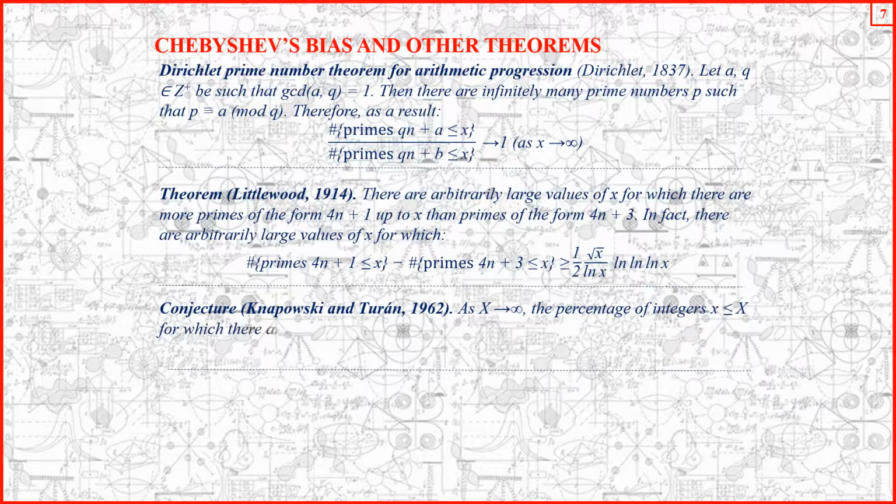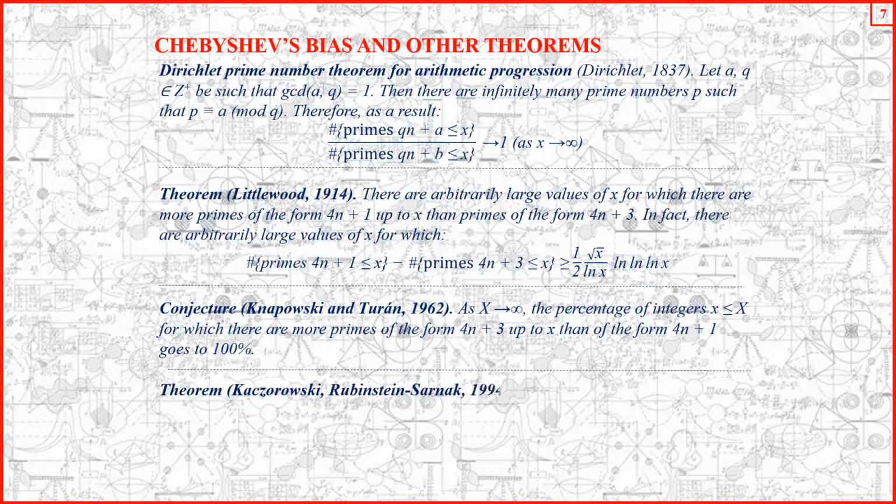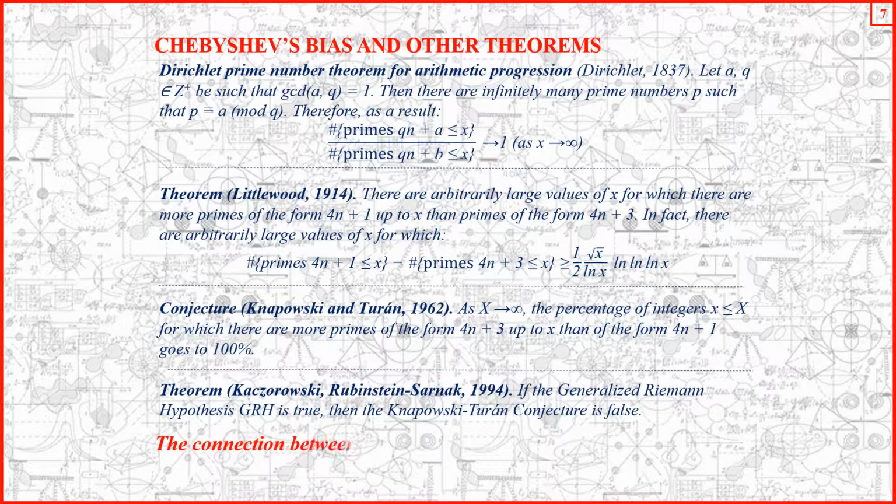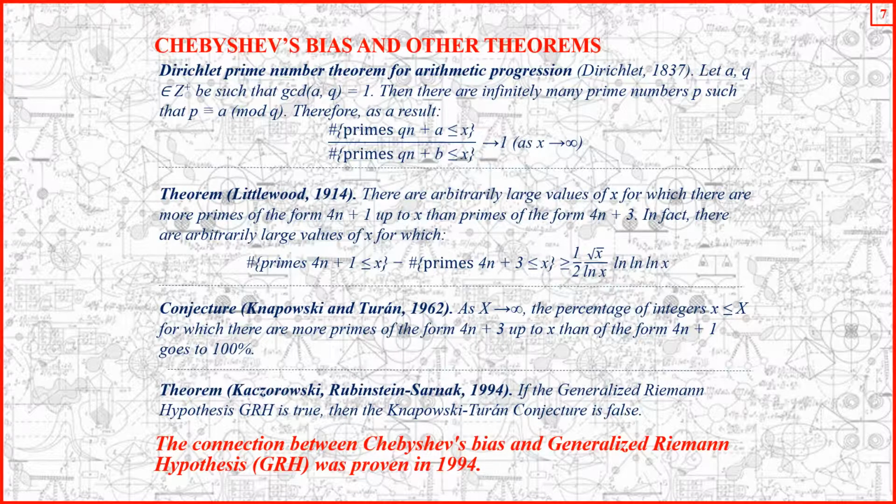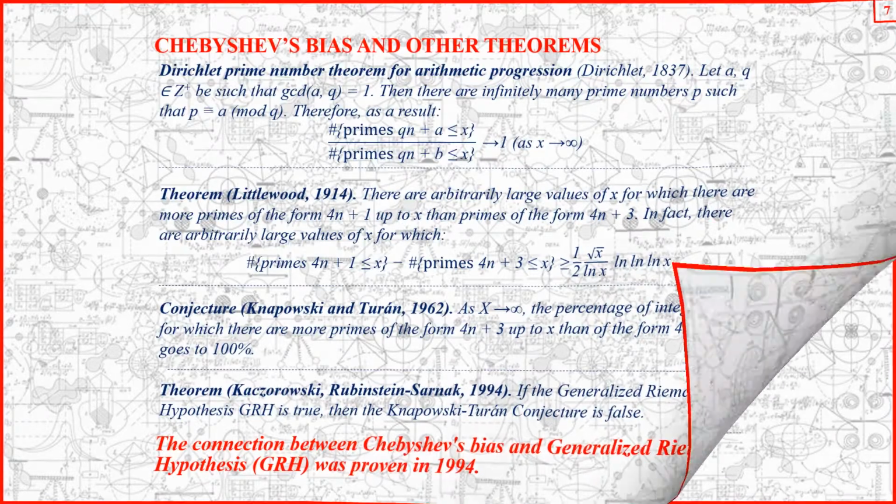To reconcile Littlewood's theorem with empirical data, Knapowski and Turan in 1962 suggested that Chebyshev's bias should be valid only asymptotically, or, in other words, in infinity. The real breakthrough happened in 1994, when Rubinstein and Sarnak proved that if generalized Riemann hypothesis was true, then Knapowski-Turan conjecture should be false. This became the missing link between Chebyshev's bias and the main hypothesis of the modern number theory.